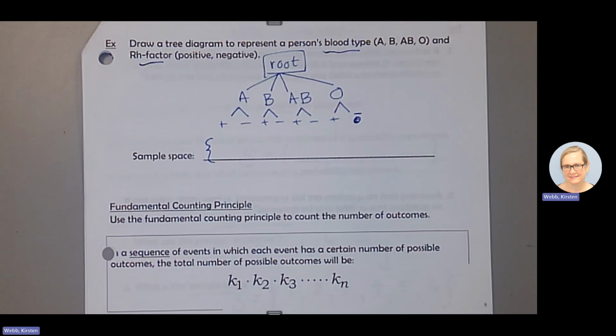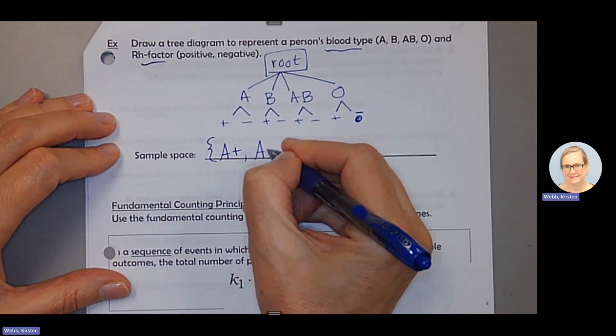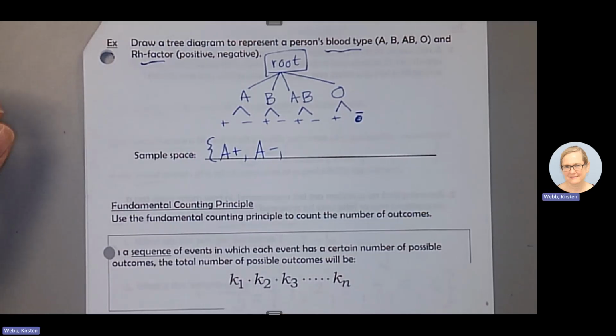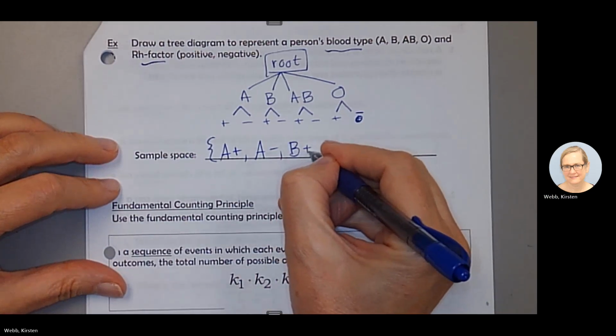What kinds of things are in your sample space then? What's the first thing you have? A positive, great. And a negative. So 2 of the 8 sounds like A altogether. Nice.